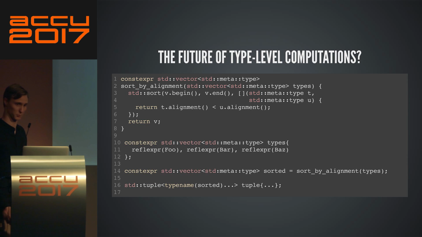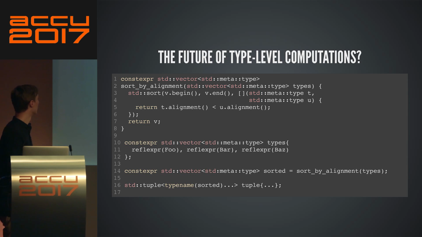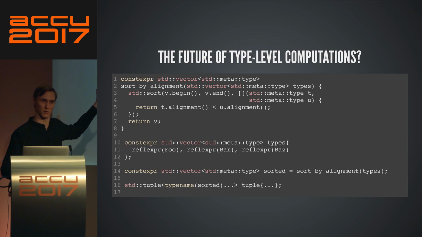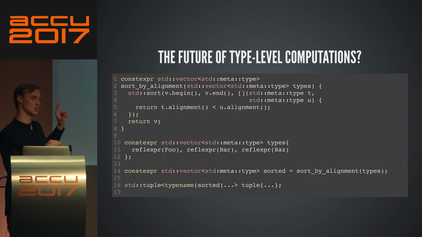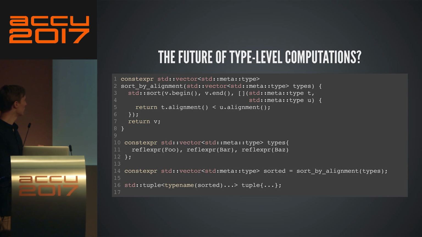And now the future of type level computation. Well, imagine here that you want to sort types by alignment, which can be useful for packing, for example. So imagine that I had a type that represented basically the return of a reflexpr from earlier. Imagine I had a unique type that could represent a type at compile time. And imagine that I could create a std::vector at compile time, because I could do, for some reason, allocations in constexpr, which we can't right now. We could just create a vector of types and then sort them by alignment.